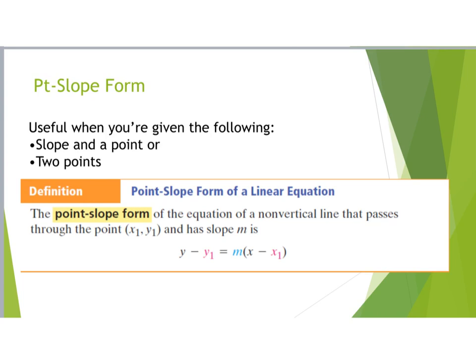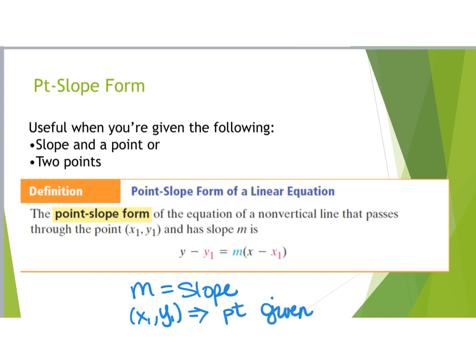So the point-slope form of an equation for non-vertical lines that passes through a given point and has a slope can be found by going y minus y1 equals m times the quantity of x minus x1. So if you notice, our m value here is our slope. So m still equals our slope. And our x1, y1, this is the point that is given. So all you have to do is plug in what you know between your slope and that given point. And I'll show you how that works here in example 1.